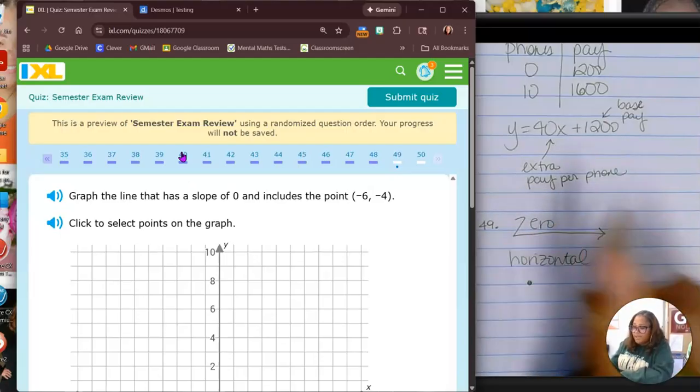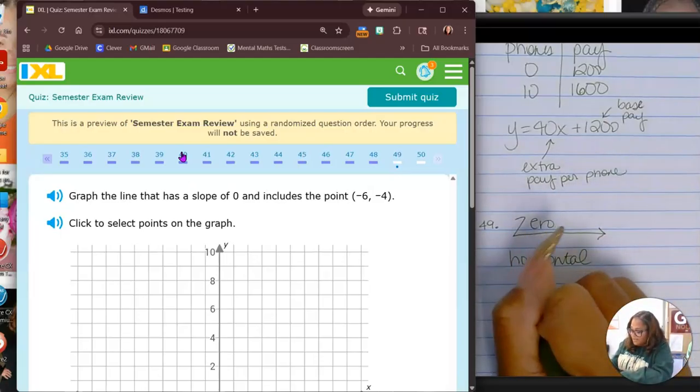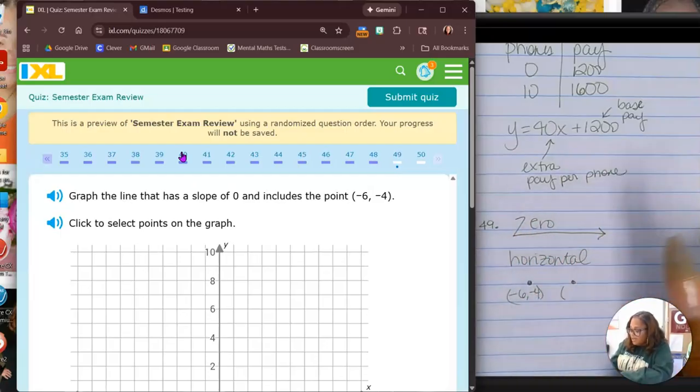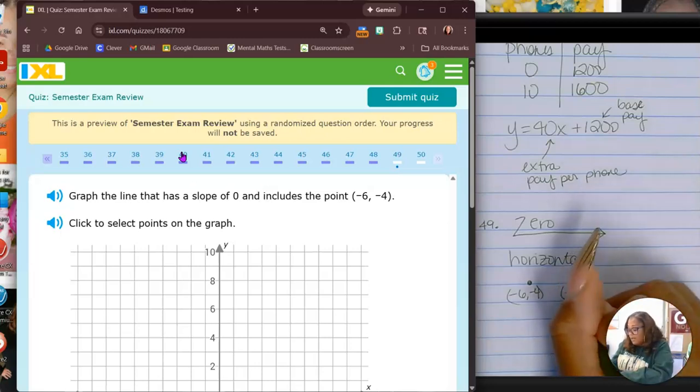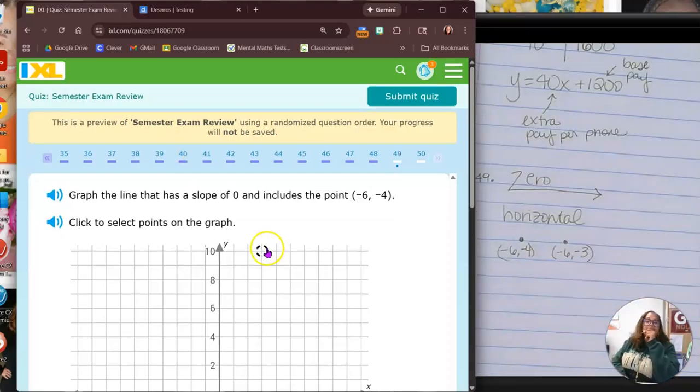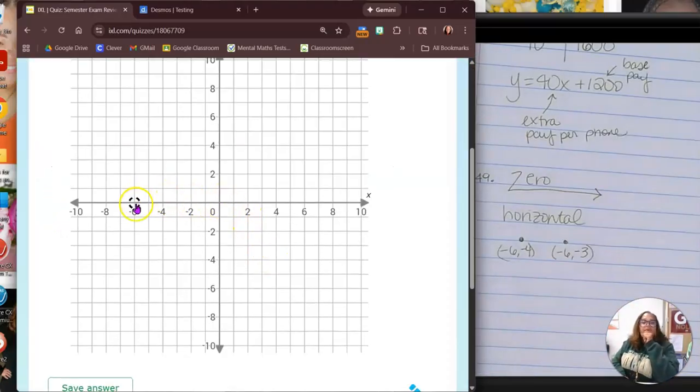Put a point here based off of what it gives us. It says -6, -4. So then over here, this point is going to be what? It's side by side. -6, -3. All right. 0, -6, -4. And then immediately right side by side, it makes that 0 slope.